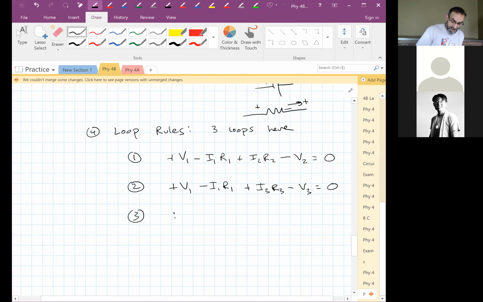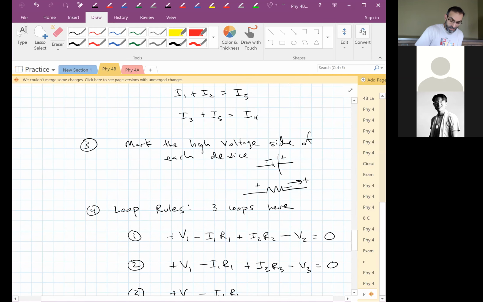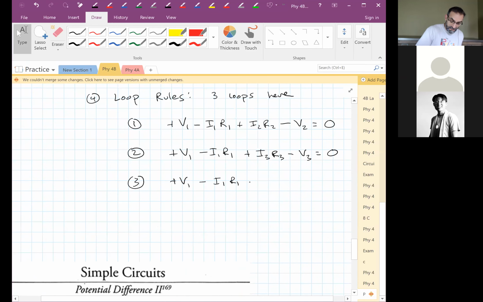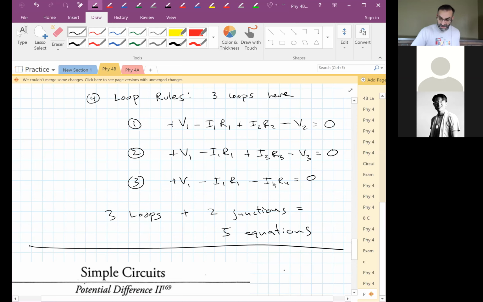And the third loop starts out the exact same way. And then we get to the fourth resistor over there. We're going with the current this time. And then we're back to where we started. Three loops. Two junctions. Those are the five equations you need to solve this.